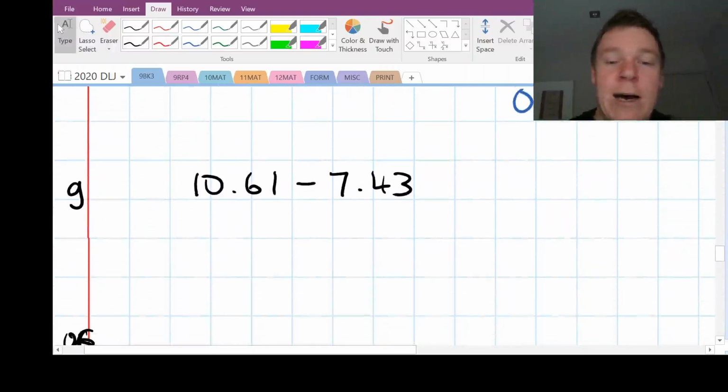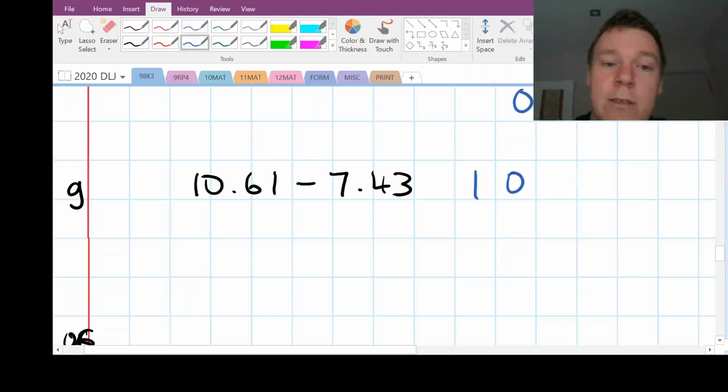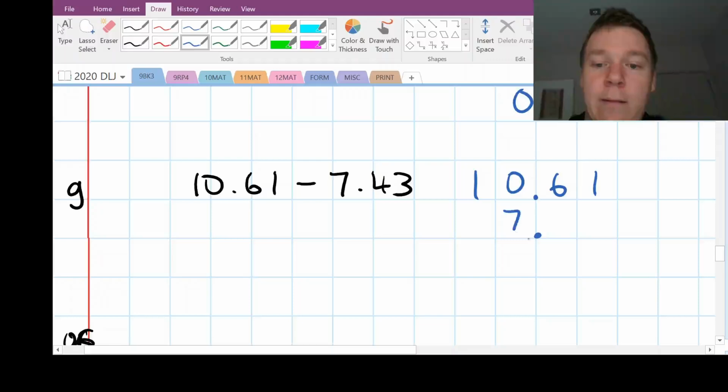Let's do a little bit of a harder one. This one here we might not be able to do just by observation, so we might need to put this one in standard written form. So the key thing to do is to line up those decimal points. So the next number is going to fit there.